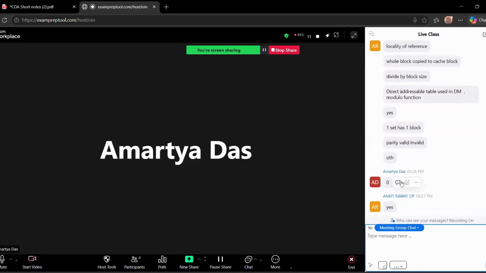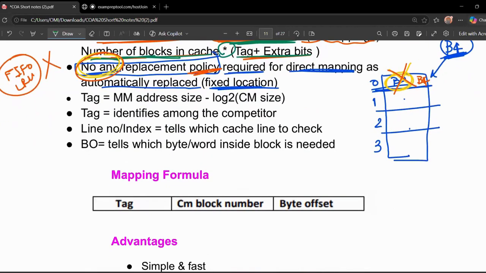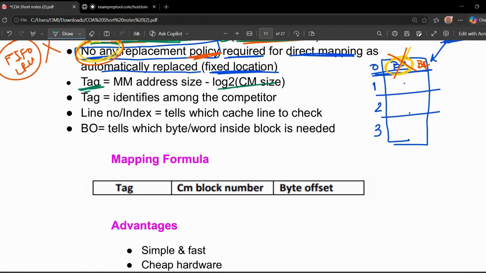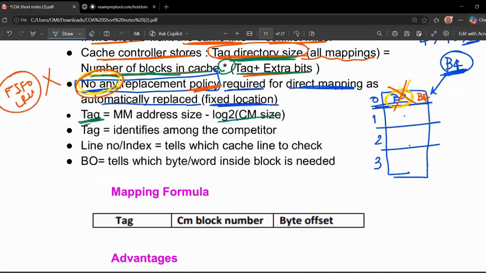Now the next point: how to find the tag. This can be cleared up by the mapping formula. The tag will be the main memory address minus log of the cache memory size. We'll see this in a couple of minutes.